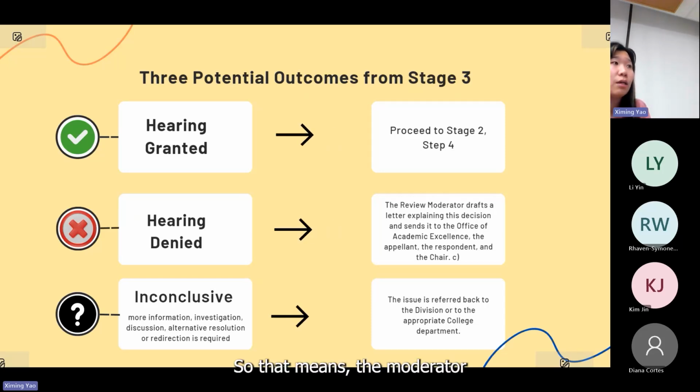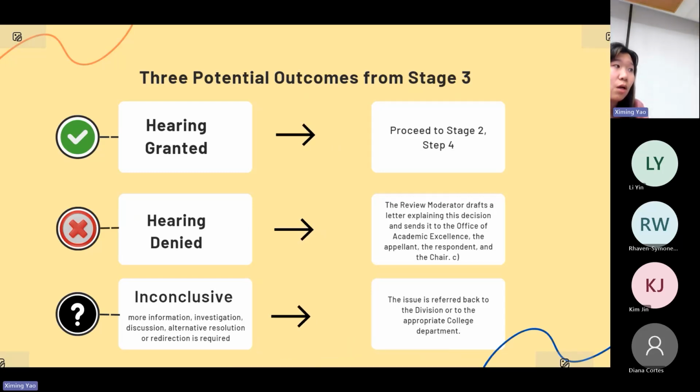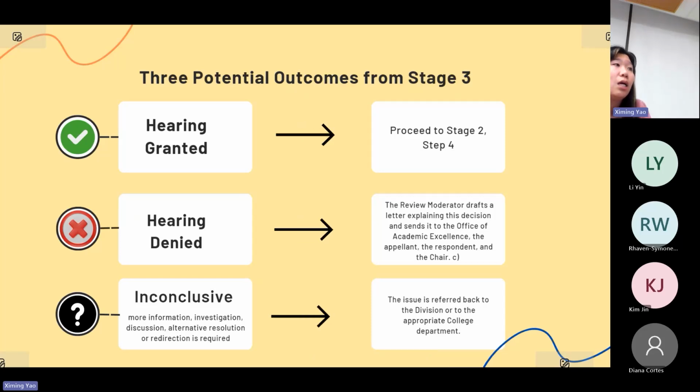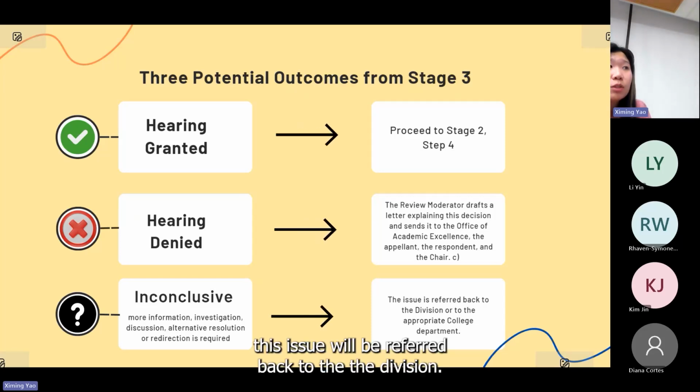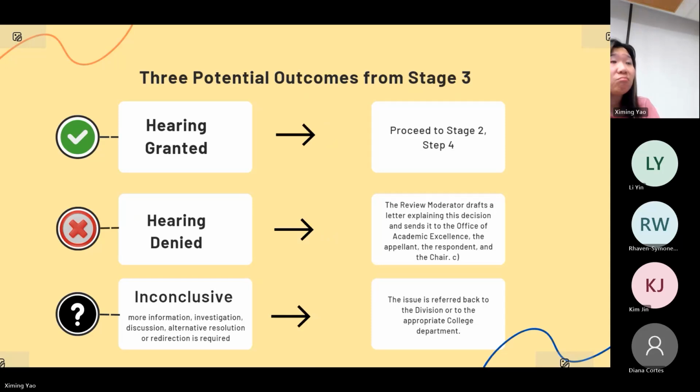That means the moderator determines that more information, investigation, discussion, alternative resolution, or redirection is required. This issue will be referred back to the division, that means your center, or to the appropriate college departments if the situation involves other departments as well.